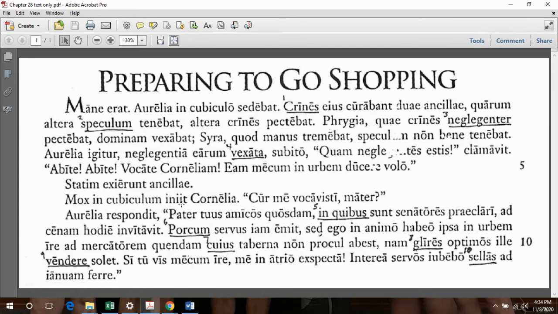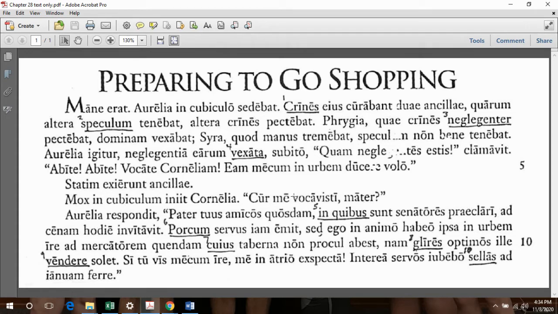Mox in cubiculum init Cornelia. Soon Cornelia did go in, has gone in, went in. Same exact thing with exierunt. The in is now the new prefix, and so not just to go, but to go in. And here ini is your perfect stem from in eo, in ire, in ii. And then onto it you have the perfect ending it. Did go in, into the bedroom.